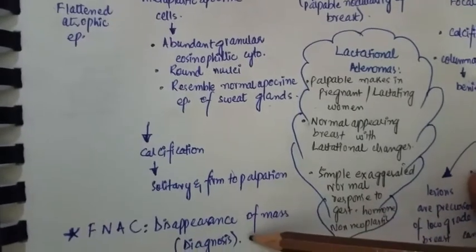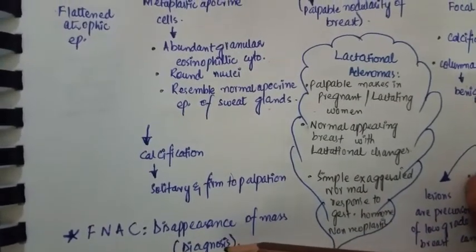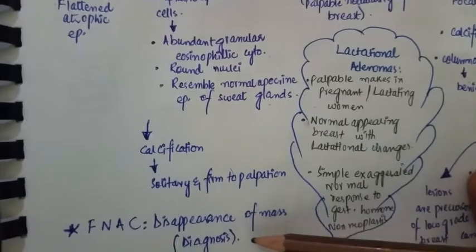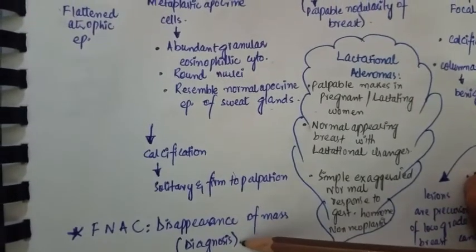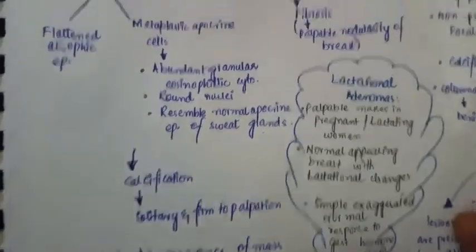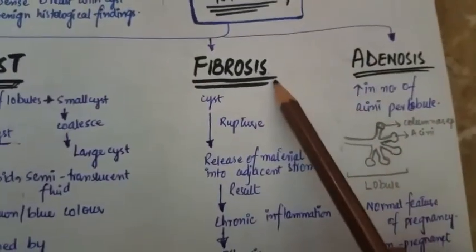What is the main feature present? On fine needle aspiration cytology, disappearance of the mass takes place, which is the main diagnostic factor. Now come to the fibrosis.